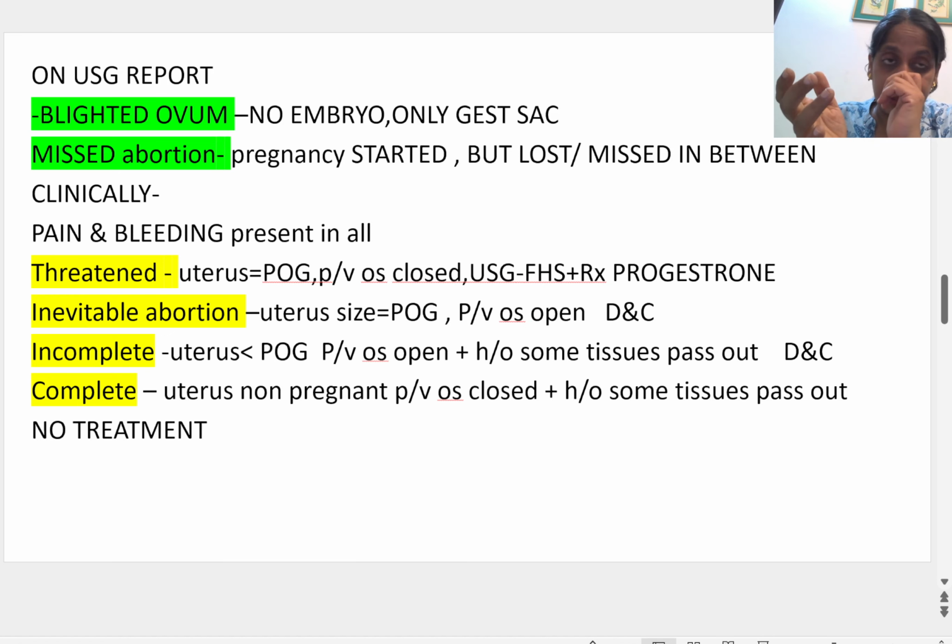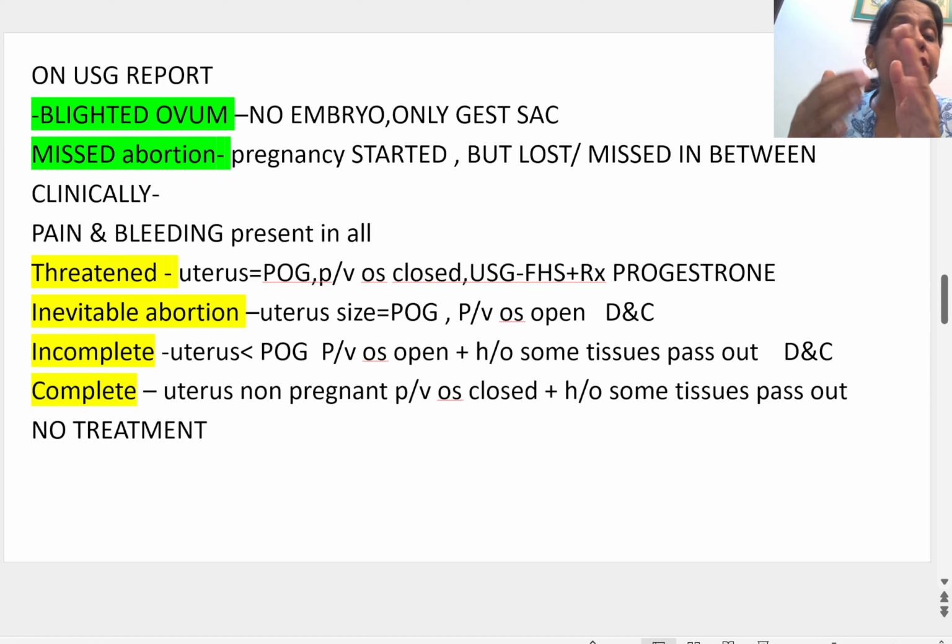Now once the uterus has contracted and the os is open, the next stage is incomplete. Incomplete is a stage where some parts of the conception have gone out of the vagina. In that condition, the uterus size will decrease because some parts have gone out of the cervix. So now the uterus size is decreased and os is still open because some parts are still remnant. Some patients will also give a history that some tissues or clots have passed out, and here again we have to complete the abortion. The treatment is DNC.